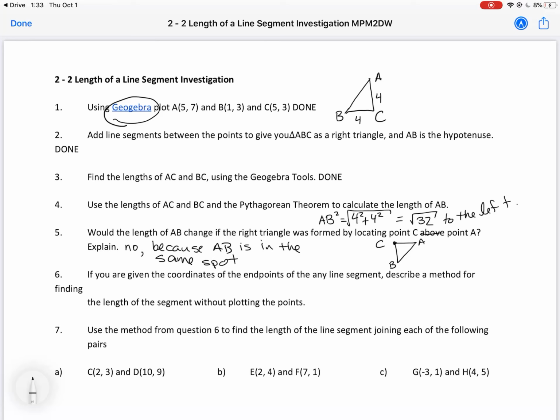So we can extrapolate on that to find a general formula. To get the length of a line segment, we need the length of this side, which is going to be the distance between the y-coordinates. We also need the length of this side, which is going to be the difference between the x-coordinates.